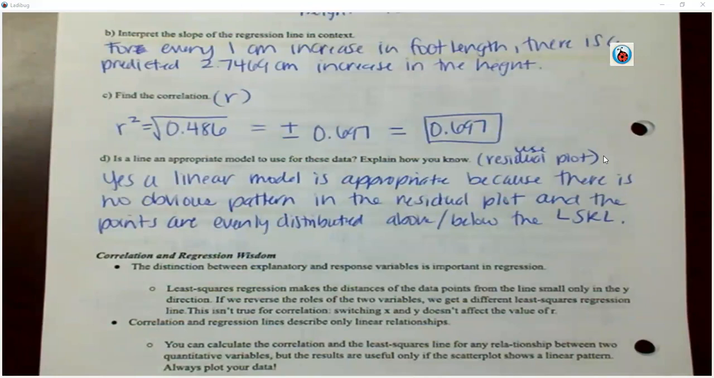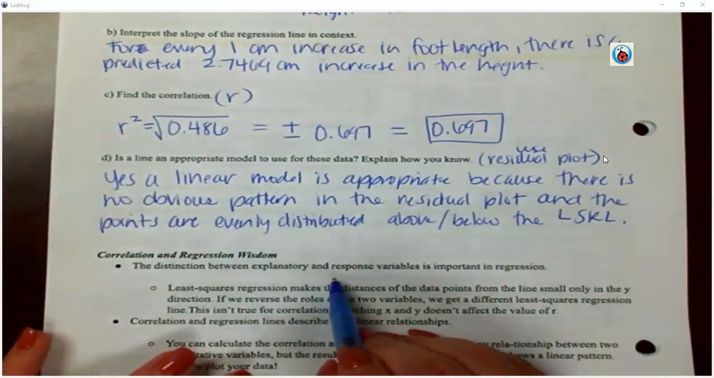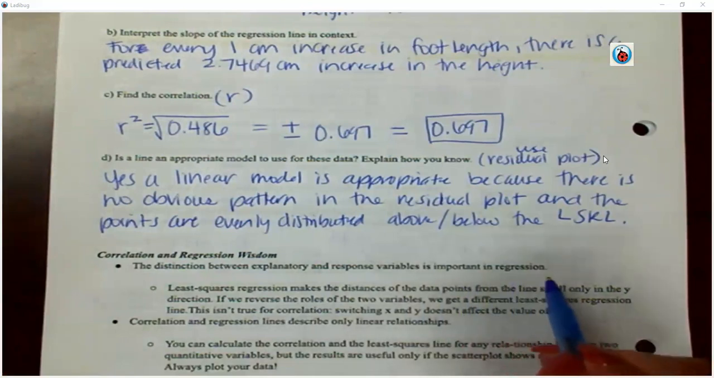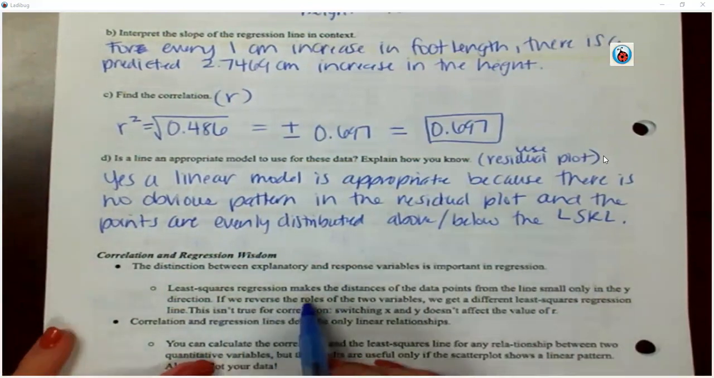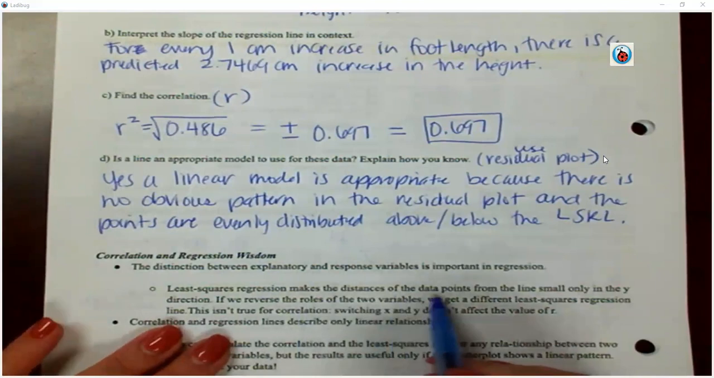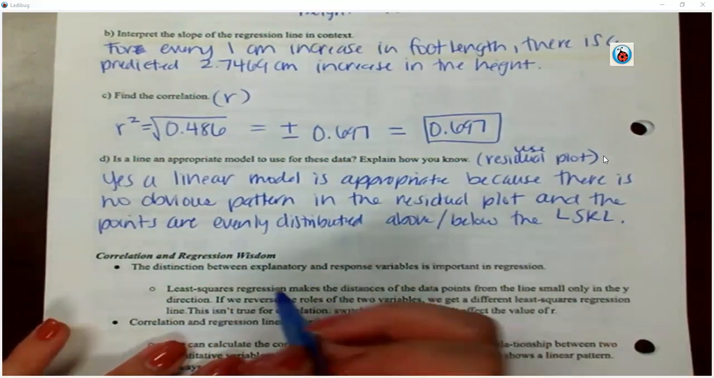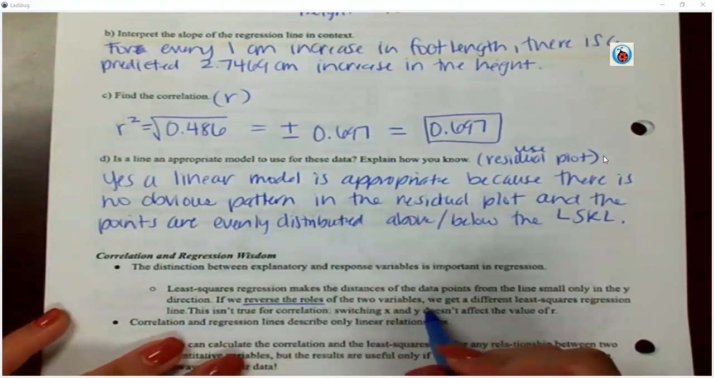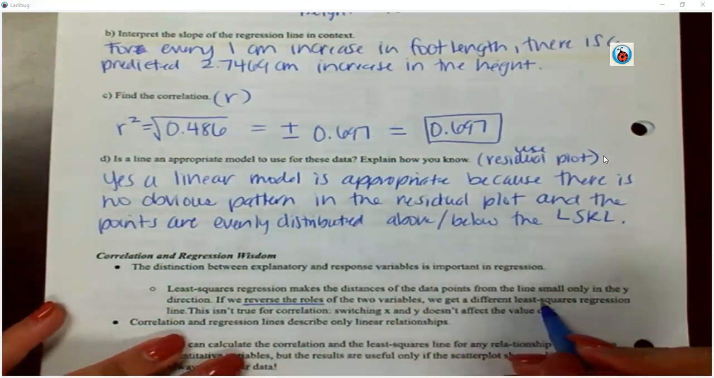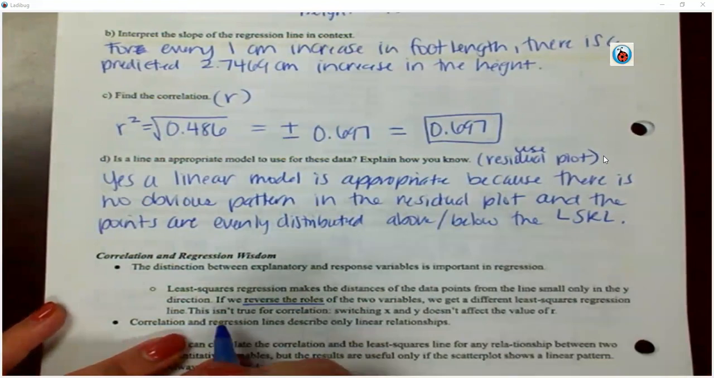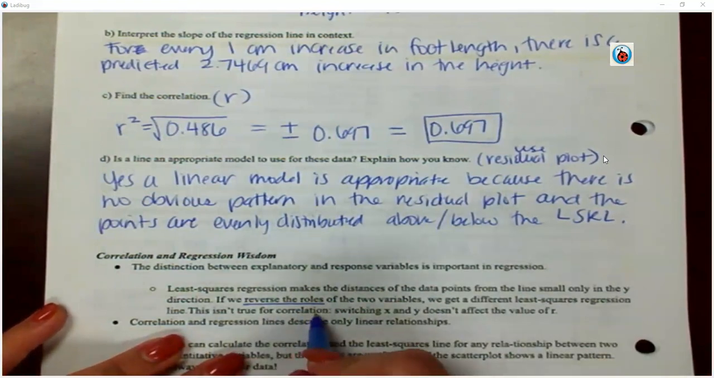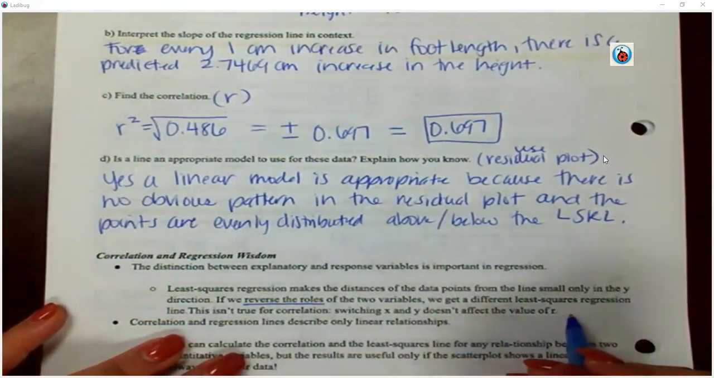All right, correlation and regression wisdom. The distinction between explanatory and response variables is important in regression. The least square regression line makes the distance of the data points from the line small only in the y direction. If we reverse the roles of the two variables, we get a different least square regression line. This isn't true for correlation. Switching the x and y does not affect r.